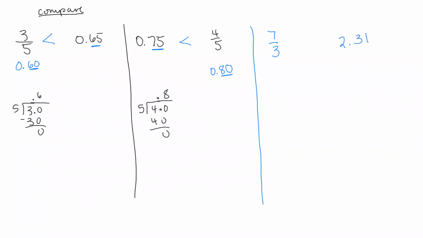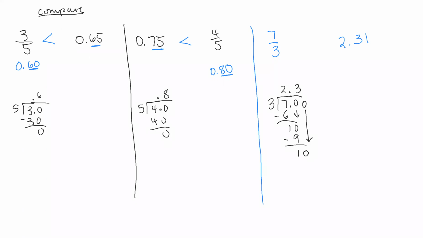Okay, so 7/3 and 2.31. Oops, I forgot to switch back to black. No big deal. All right, so I want to take 7 and divide it by 3. Well, 3 will go into 7 twice. I get 1 left over. I go ahead and add a decimal and a 0. 3 goes into 10 3 times. 3 times 3 is 9. I get 1 left over.